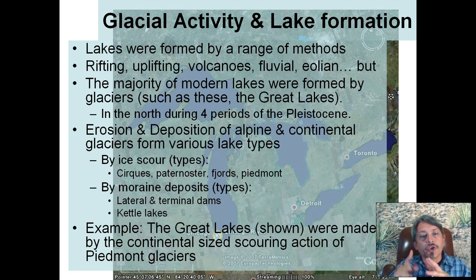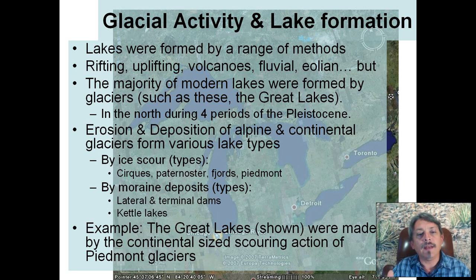You can have cirques, like we saw in the mountain alpine areas, paternosters, fjords. Those are on the edges of the ocean. Basically, they're long troughs of glaciers that intrude into the landscape. They are very common in Norway, and that's where the word comes from. Piedmonts, that's the glacier that we saw earlier forming a delta, and then they melt away and leave this peculiar landscape such as a bay.